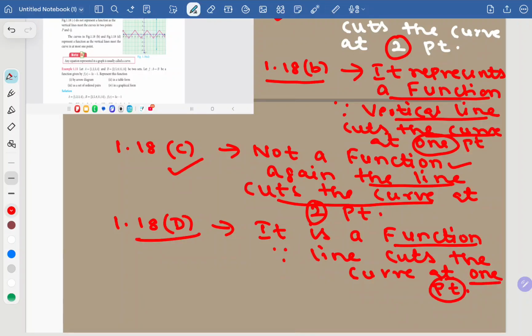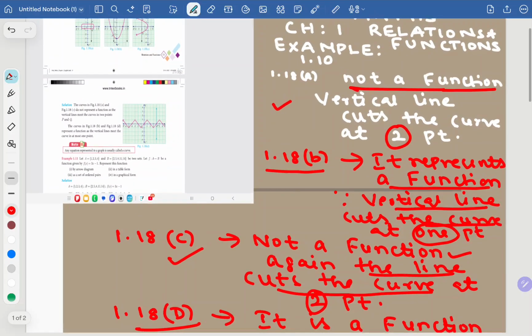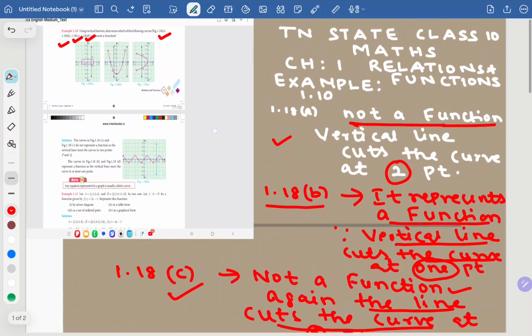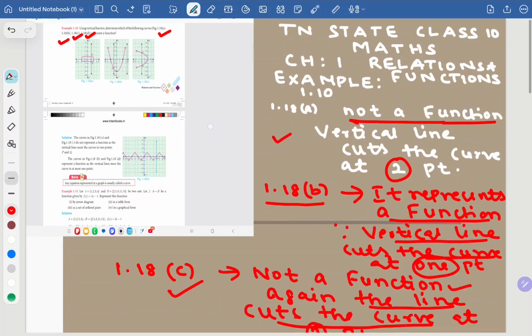From the graph, we can easily say which one is a function and which one is not a function. Simple reason: if a vertical line cuts the curve at only 1 point, it represents a function. More than 1 point means it's not a function. This is the information for example 1.10. I will upload the remaining examples and exercise sums from 1.4 in the upcoming video.